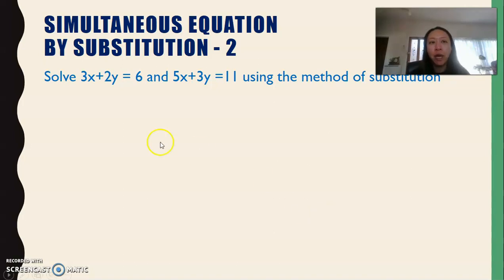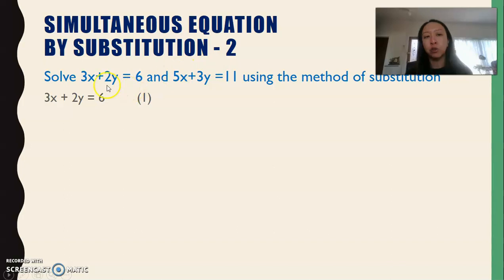If we have another set of equations over here, 3x plus 2y equals 6, and 5x plus 3y equals 11, this is a different situation. Just now it was really easy when there was a singular pronumeral as the subject. In this case, there is none. However, all we have to do is an additional step.